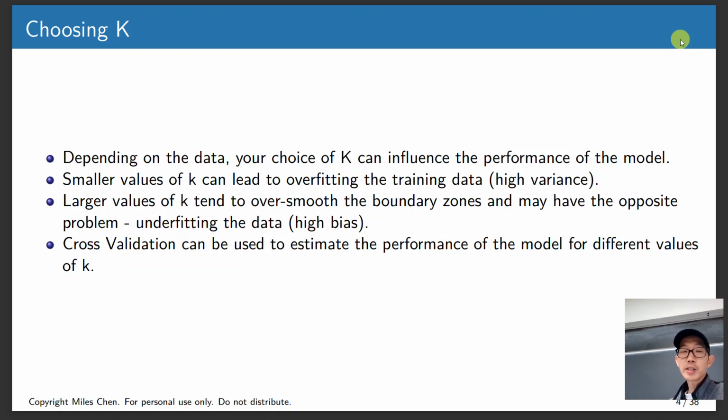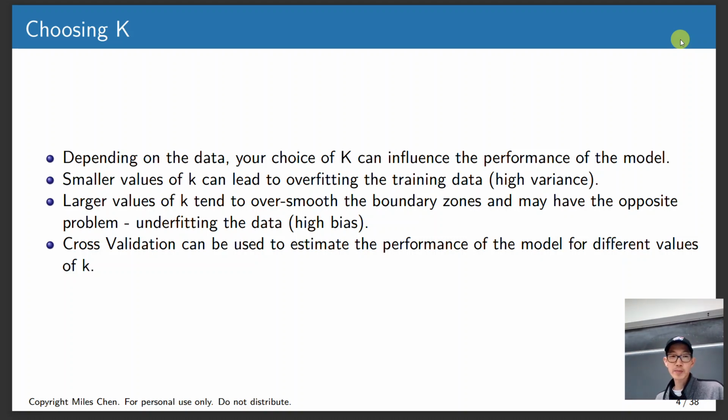There's a few things to talk about. Depending on your data, the choice of what value k you use could influence the performance of your model. Smaller values of k will lead to overfitting or high variance. You remember the bias-variance trade-off. Variance is the idea that if you happened to get a different random set of data, would your predictions still be the same?